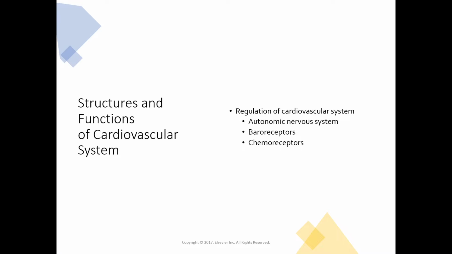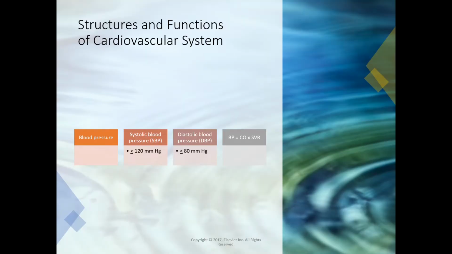So how do we regulate the cardiovascular system? We have the autonomic nervous system, which includes the sympathetic and the parasympathetic response. We have the baroreceptors, chemoreceptors. We're not going to go into that with much detail right now. Baroreceptors, we'll go over later. I believe there's another slide that we should be able to get to at that point that I had in mind. Structures and functions of the cardiovascular system.